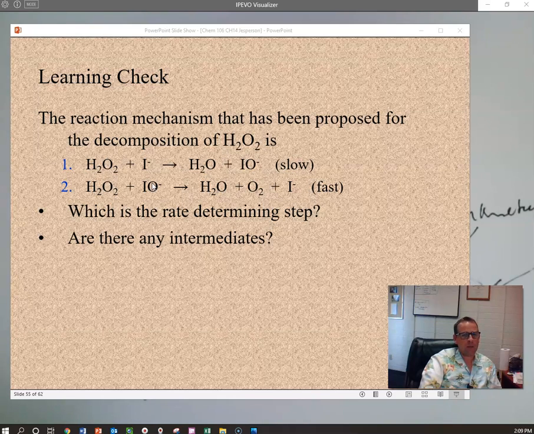Intermediate. All right. Now, what do we call I minus? I minus is there when we start, and it's there when we end. But apparently, it looks like for the first step to proceed, it's necessary, right? And also, it's contributing in the second step through the IO minus, right? So what do we call that?